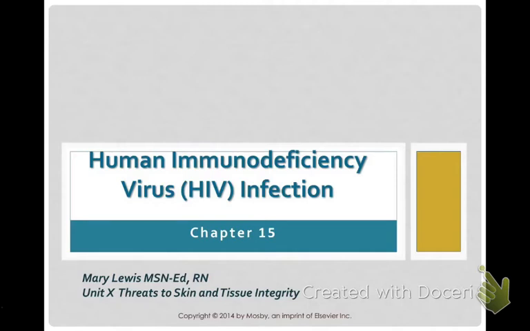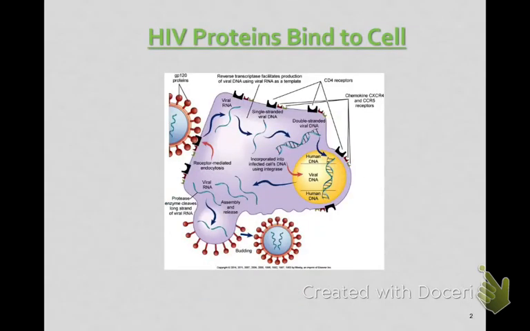So what is it? It's a retrovirus that causes immunosuppression, making people susceptible to infection. So basically, our immune system would normally fight off these infections, or we'd have an immune response. Well, because of the virus, we get immunosuppression.